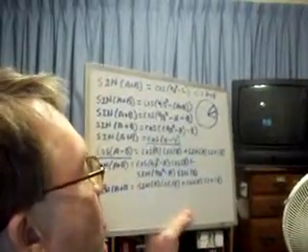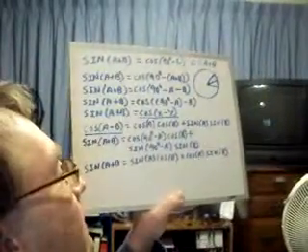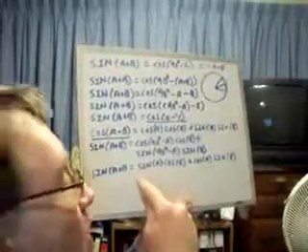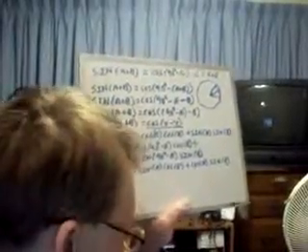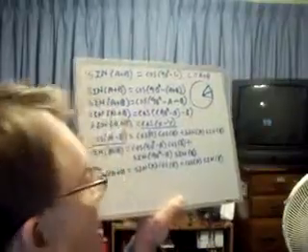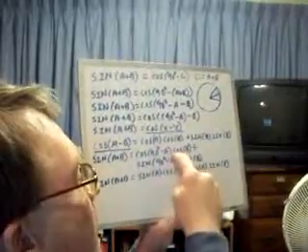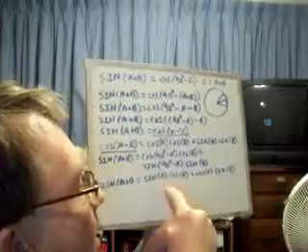Now, couldn't we replace this term right here and this term right here? What is the cosine of 90 degrees minus A? Well, do you remember what I said in my previous video? What is the cosine of 90 degrees minus A? Well, it's the sine of A. That's what it is. So now we've replaced the cosine of 90 degrees minus A with the sine of A.